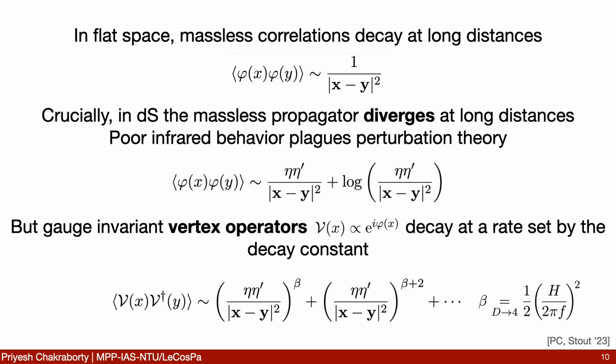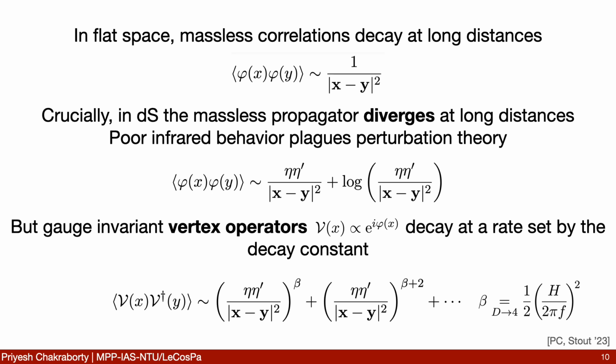And this is just the position space way of saying something we're familiar with, which is that the modes of massless scalar fields freeze out as they exit the horizon, as opposed to decaying. This means that this operator phi, for a massless scalar, is not a good operator to work with. It infects your perturbation theory in a way that will show more precisely later on.